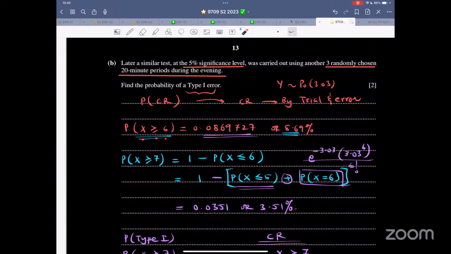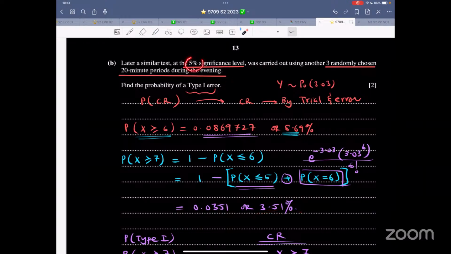Look at it once more. Probability x is greater than or equal to 6, that was already used. I need to move in the same direction for the critical region since it's an upper tail test. So let me calculate probability x is greater than or equal to 7. Now I have to subtract it from 1 because there is no ending in Poisson. So probability x is less than or equal to 6, that is less than or equal to 5 plus probability x is equal to 6. I wrote this separately, calculated it, added to this one, took care of the percentage. This comes out to be 3.51%.